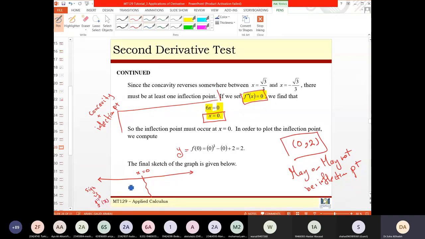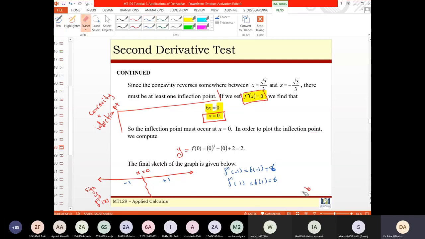Choose a point before the 0, minus 1. Choose a point after the 0, plus 1. So we find f double dash at minus 1, and f double dash at 1. This will be 6 times minus 1, equal to minus 6. This will be 6 times 1, equal to 6. Let me clear this. So f double dash at minus 1 is negative, less than 0, which means the function is concave down.